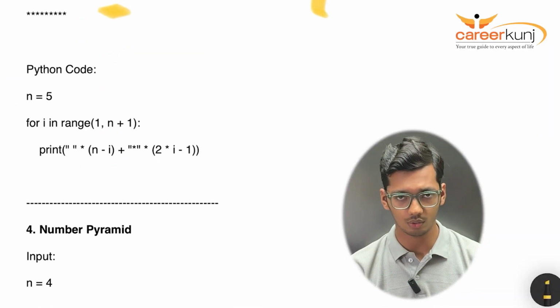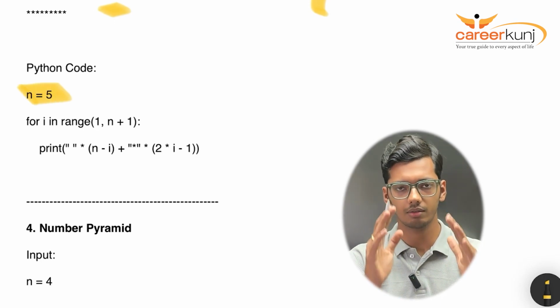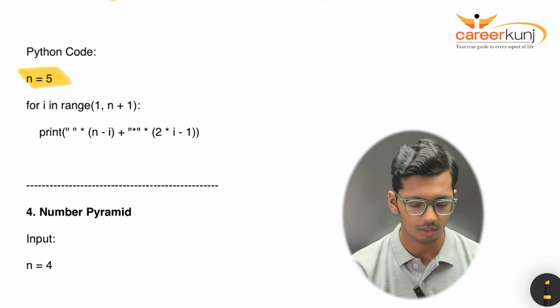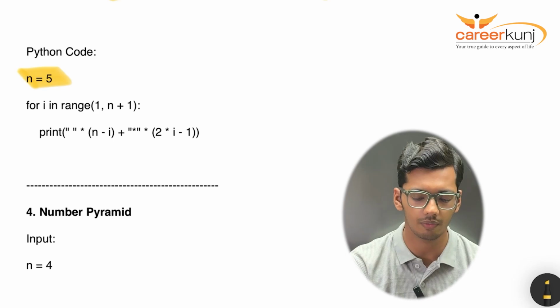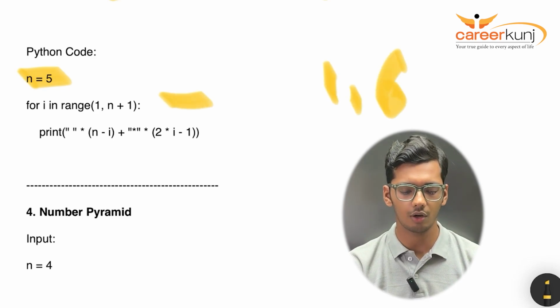It is only three lines of code. First, I have declared n equal to 5, considering my n is 5. You can even increase the number, the code will work the same way. The first loop that I have taken is for i in range of 1 to n plus 1, that means my i will vary from 1 to 5. This is how my loop will go.